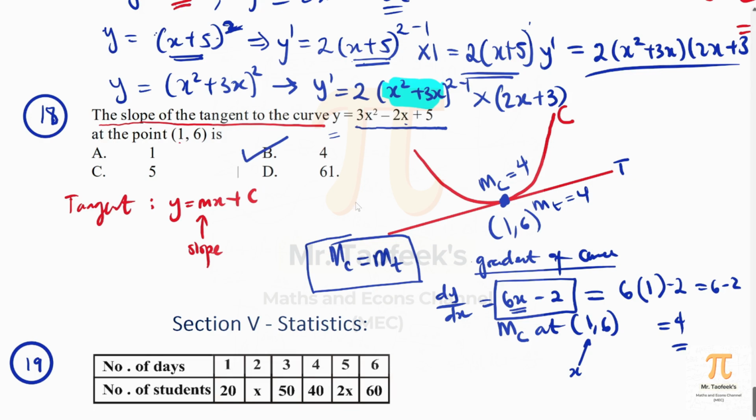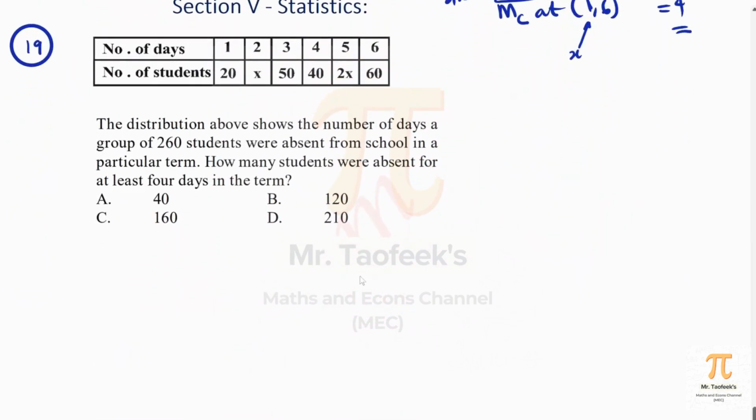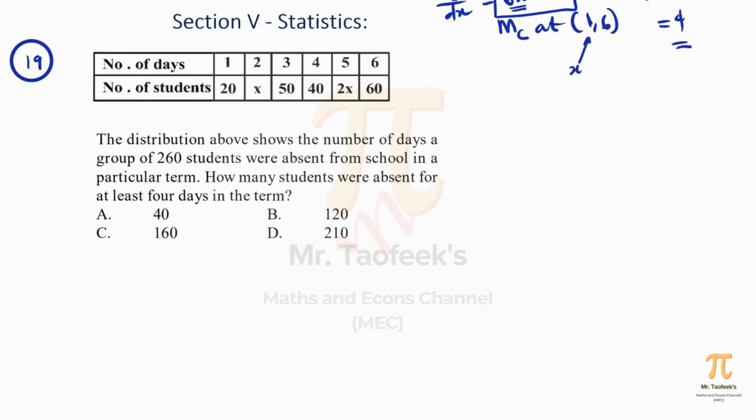All right, that being said, we are now on to the very last part of this solution, which is statistics. We're told that we have number of days and number of students. The distribution above shows the number of days a group of 260 students were absent from school in a particular term. How many students were absent for at least 4 days?